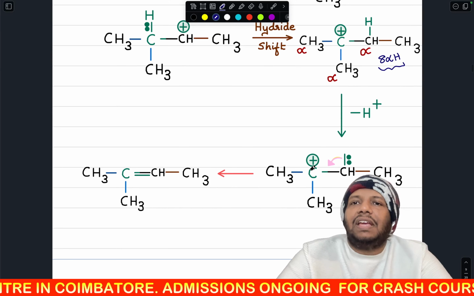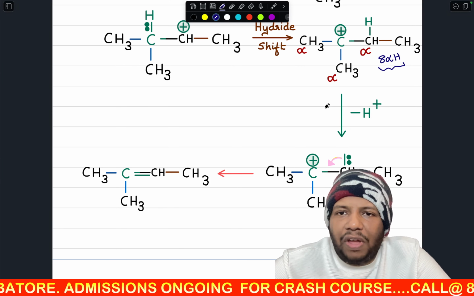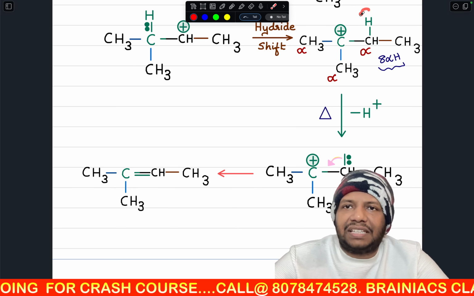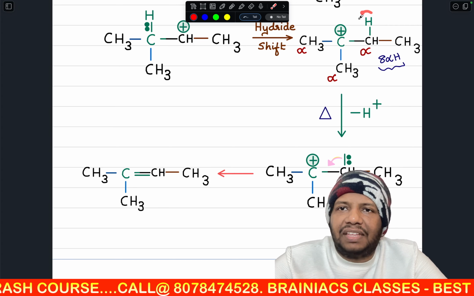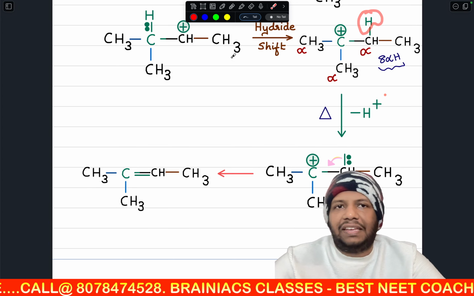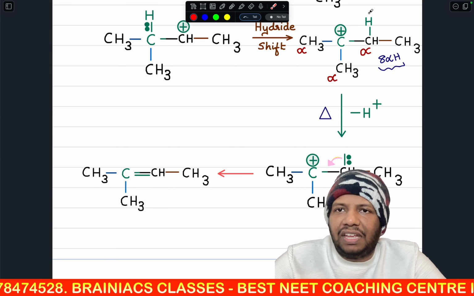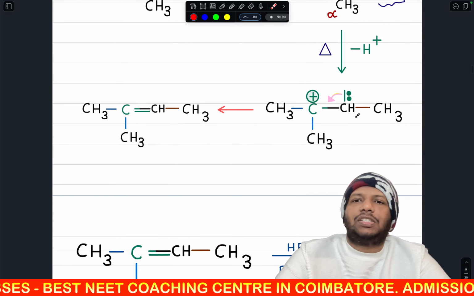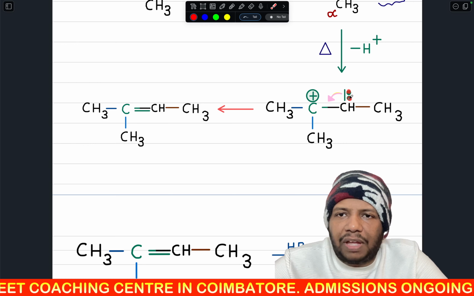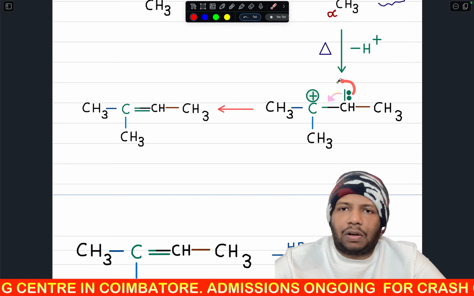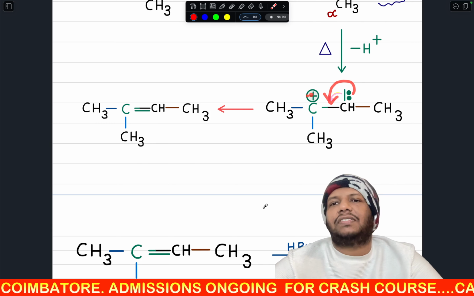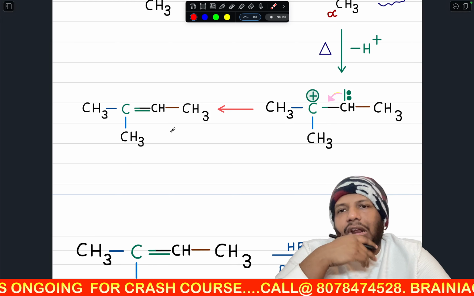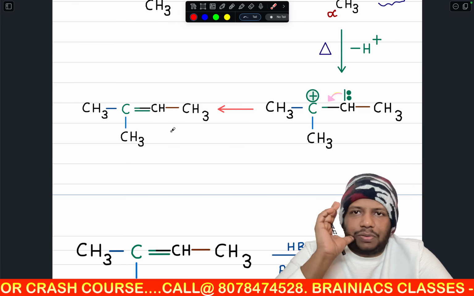Since it is an elimination reaction, when heat is applied, this hydrogen will have a tendency to move out as H plus. It came out here as a hydride, but now when heating, it is moving out as an H plus. When H plus is lost from there, you will have a pair of electrons. This pair of electrons will move to here to remove this deficiency, and this is how you get an alkene here. So this is the mechanism of dehydration. I hope you understood.